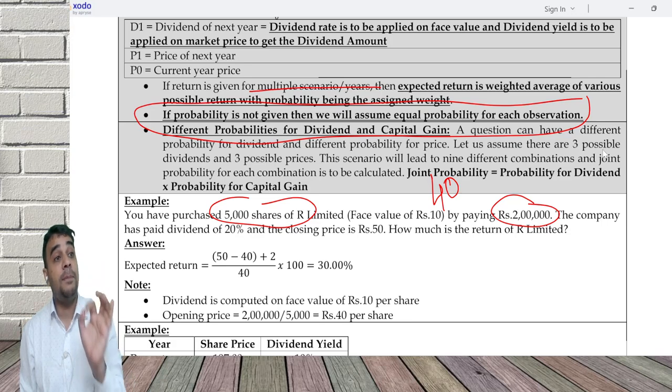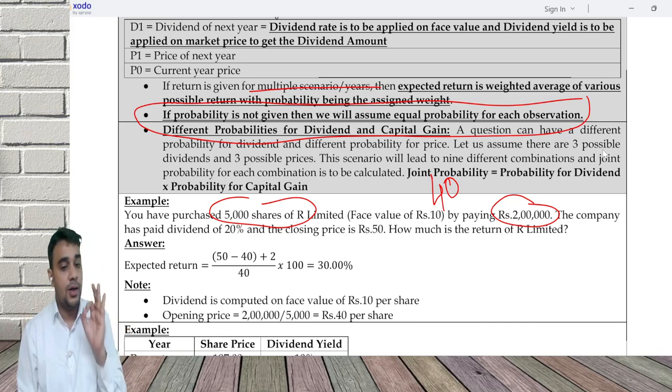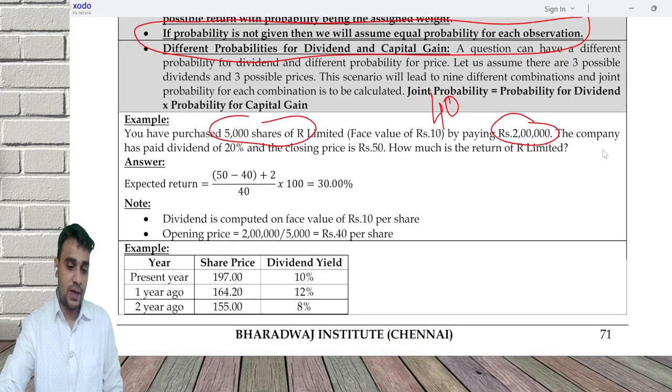Dividend is 20% on face value. If it's dividend yield, directly add 20% in return. Directly add 20% in return. So I add 2, I get 30%. Clear? Any doubts on this? Now let's see how many of you are able to answer this. I want the answer for this.